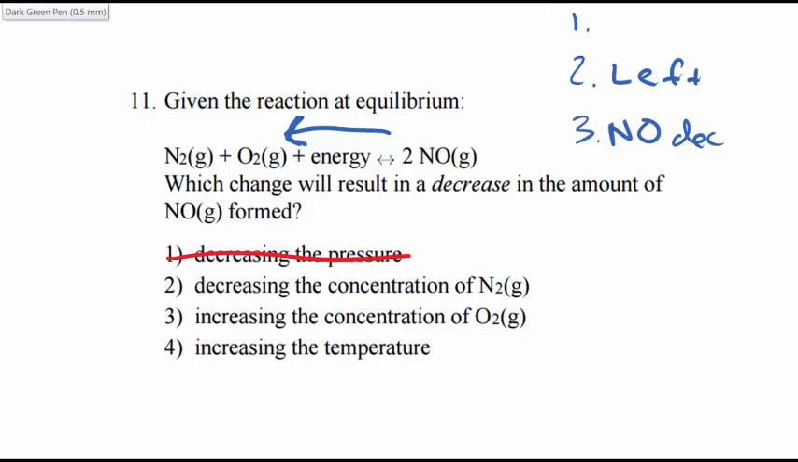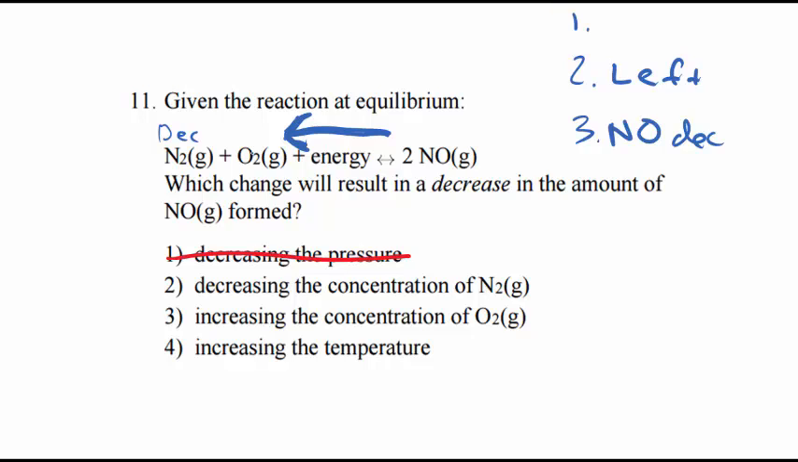Okay, decreasing the N2. If I decrease N2, the stress is the removal of it, and I have to get it back, and that will cause a shift towards the nitrogen. And that's what I'm looking for, a shift to the left. So choice 2 looks like it's the correct answer. Let's just double check here.